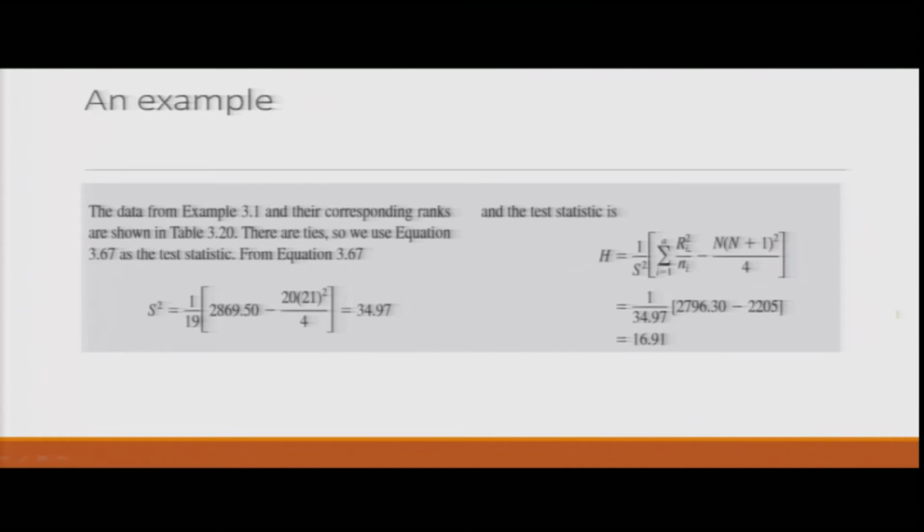So, let us consider an example, the same one, data from example 3.1, and the corresponding ranks are shown in the table. You can find it out. There are ties, so you will use the equation as given to test the statistic. We find S square to be about 34.97. So, consider it is 35, and the test statistic value once you put it comes out to be about 17, because it is 16.91. So, if you are interested in the actual values, this is the end result I just mentioned.